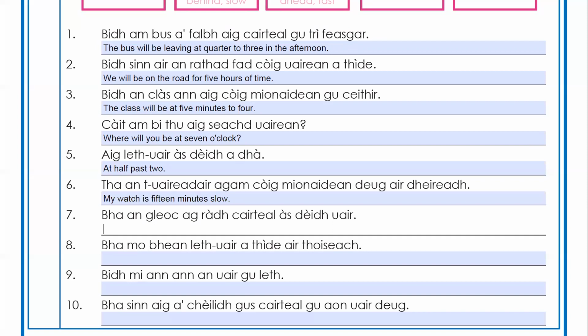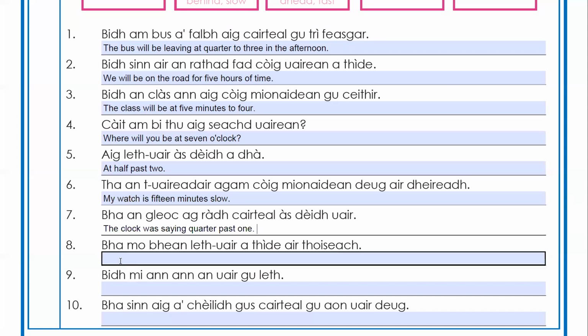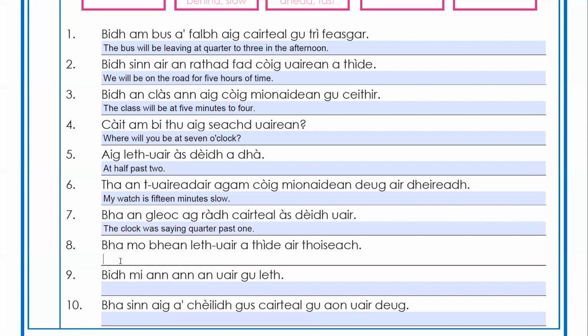Bha an cloc ag ràdh, cairteal an dèidh uair. So we have bha, was, past tense. Bha an cloc ag ràdh, the clock was saying, cairteal an dèidh uair, quarter past 1. So an dèidh uair, after 1. The clock was saying quarter past 1. You could also translate it as the clock said quarter past 1, past tense.